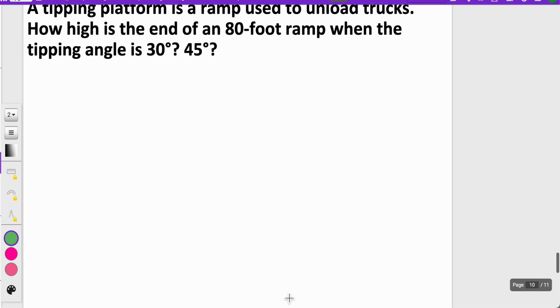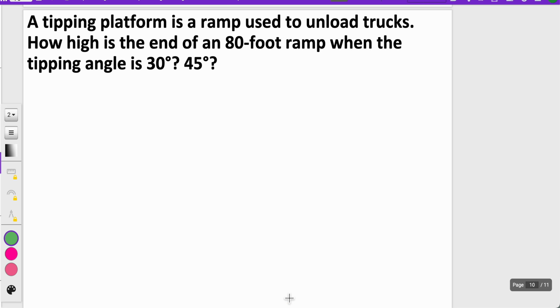Okay. A tipping platform is a ramp used to unload trucks. So cool. We know a ramp is probably in the shape of a triangle. And it says how high is the end of the ramp of an 80-foot ramp, so 80 feet. Don't know how high it is, or we could say that's our height. When the tipping angle is 30 degrees, and then we'll do another one that's 45 degrees.